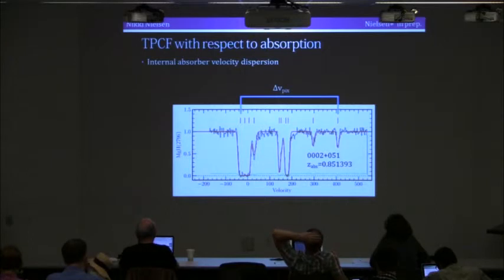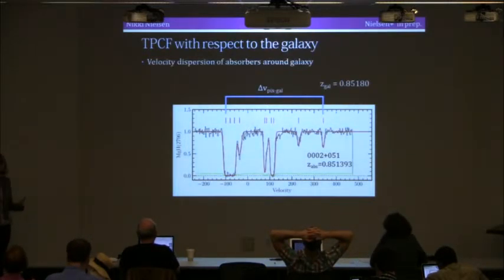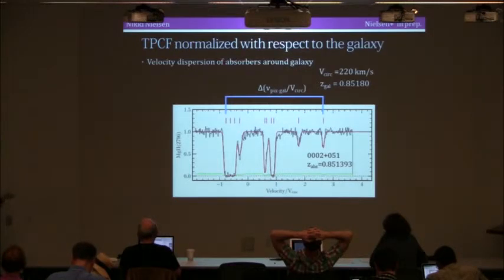So I just showed you the TPCF with respect to the absorption redshift. Then we can shift the velocities with respect to the galaxy. So 0 here is now the galaxy redshift, and the profile has shifted to the left a little bit. Then we can normalize the velocities by the circular velocity of the galaxy to try and take into account the mass of the galaxy.